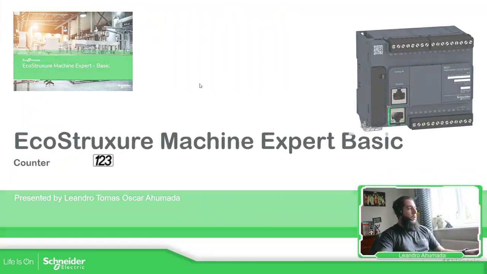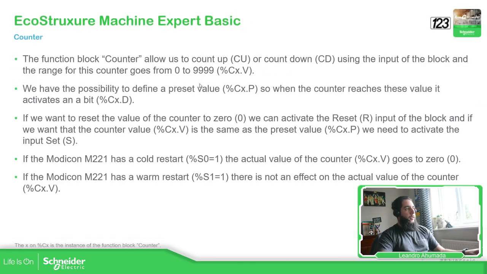In this part, we're going to start with a small theory. Basically, the counter will count something that we want. You can count up or down, you can specify a preset value, and you can reset the actual counter. These are the things that you need to know about the counter. You can count up, down, reset the actual value of the counter, or set a new value for the actual value, which we call the preset.